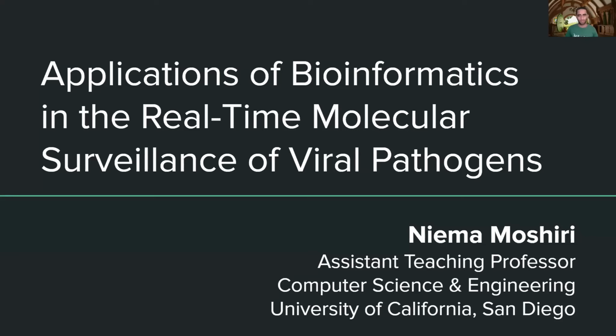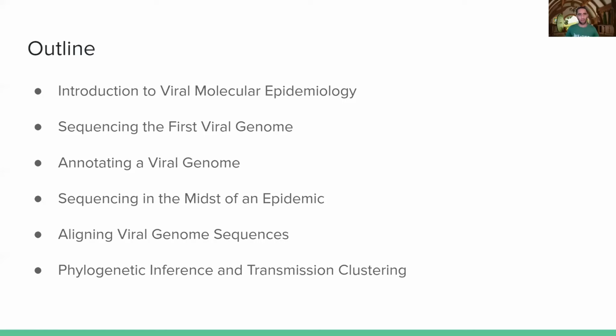Yeah, so thanks everyone for being with me here today. I'll be giving an overview of some of the applications of bioinformatics in viral pathogen surveillance. Specifically, these are things that are commonly used in SARS-CoV-2 surveillance. Here's a general outline of my talk. I'm going to first introduce viral molecular epidemiology. I'm going to talk about what bioinformatics approaches occur to sequence the first viral genome of a given epidemic or pandemic. I'll talk about viral genome annotation prediction. These two bullets are kind of what was happening at the very beginning of the pandemic.